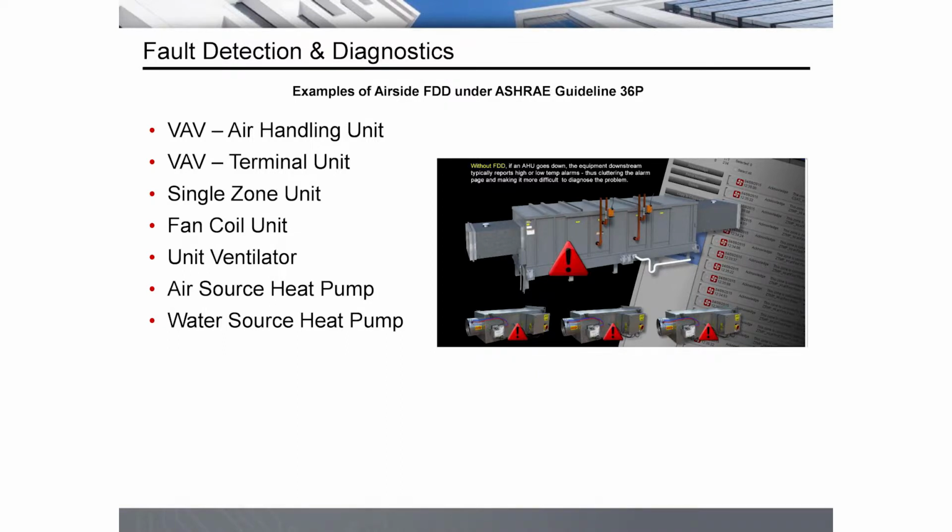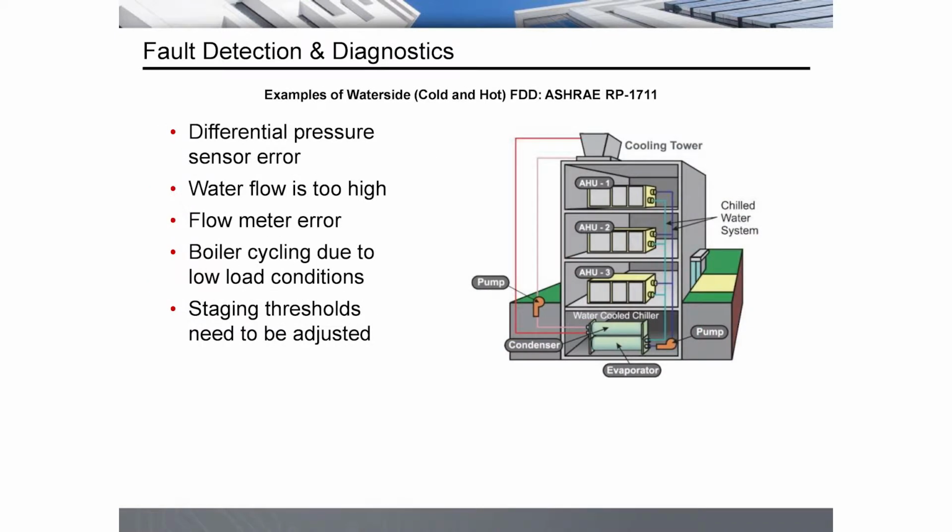So on the air side, you have VAV air handling units, terminal units, fan coil units, water source heat pumps, things of that nature. And then on the water side, you've got differential pressure, water flow, boiler cycling, chillers staging up and down. So a real good example that I like to use for FDD is, let's take, for instance, you have a chilled water VAV air handling unit system. And let's say that you have an issue with your chiller.